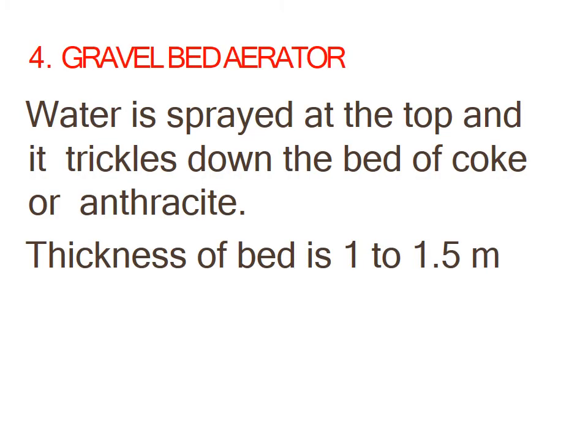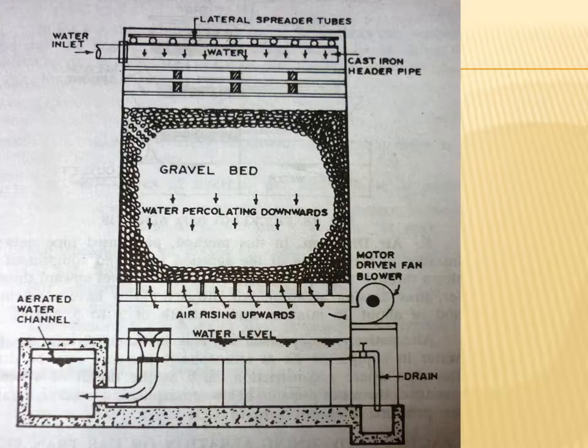Next one is the gravel bed aerator. There are two types, gravel bed and trickling bed. Gravel bed aerator means water is sprayed at the top. It trickles down the bed of gravels. Here it gives us a bed of coke or anthracite. It is mainly the gravel bed aerator.